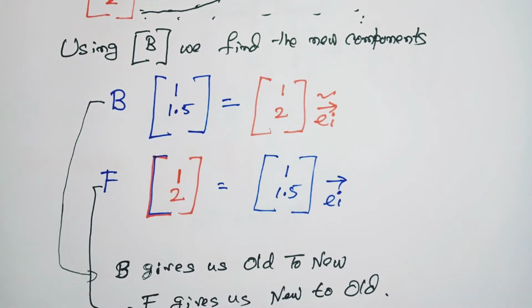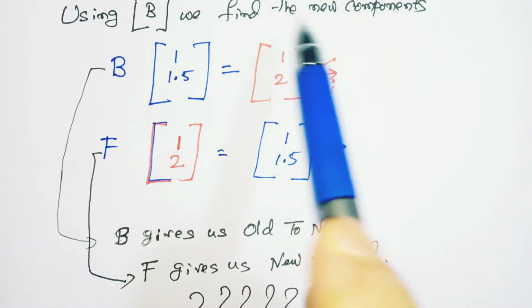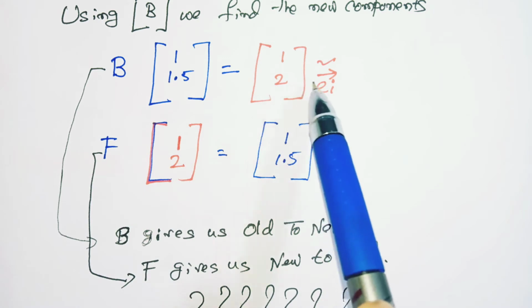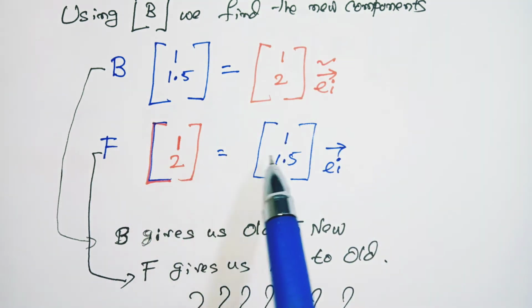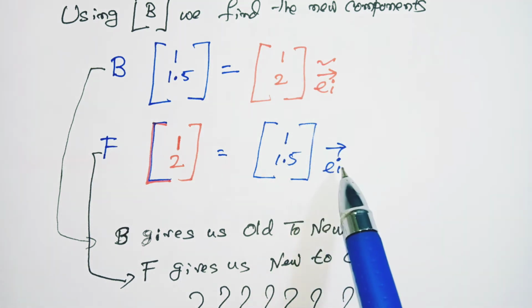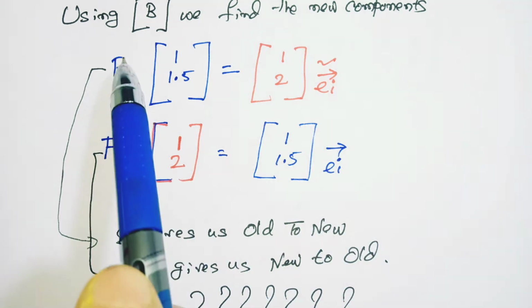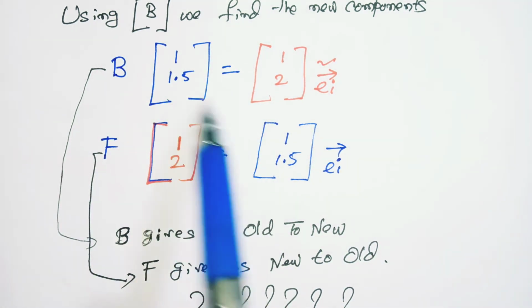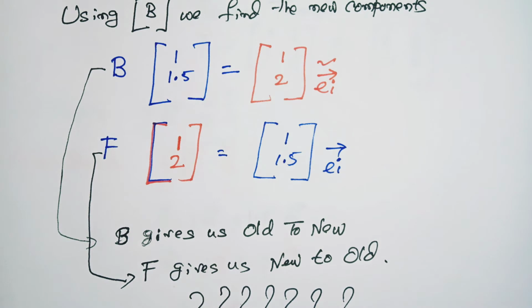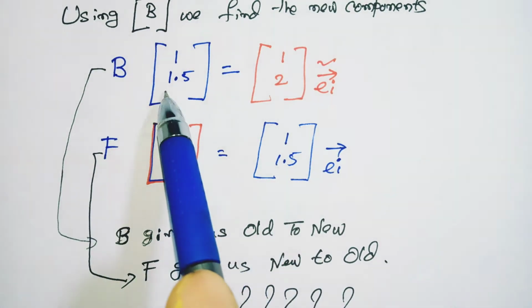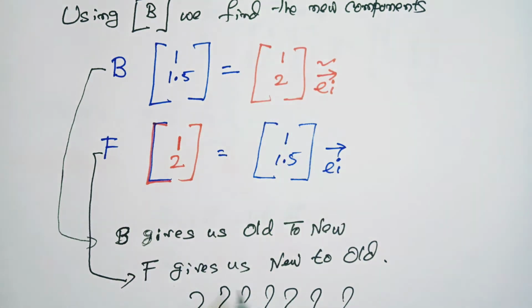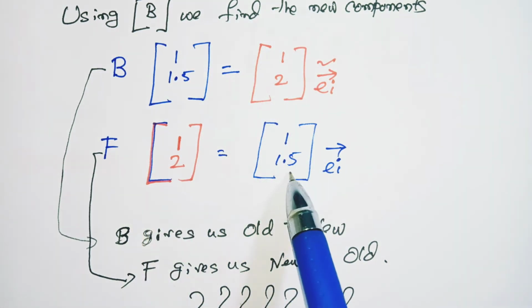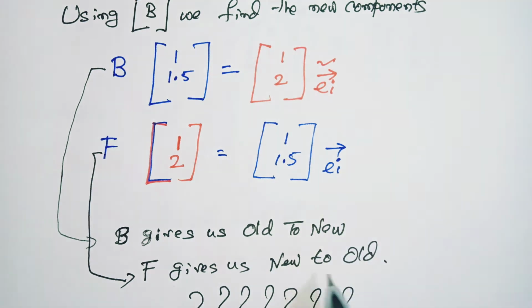So what is the summary? The summary gives us this. Using B, we find the new components 1, 1.5, we get 1 and 2, which is the new one, and by using 1 and 2 we get the earlier one, which is 1, 1.5, which is the ei, the old basis vectors. So that is why I have written backward transformation. This particular part gives us old to new. This is the old one and this is the new one, blue to red. And forward transformation using the red gives us 1, 1.5, which is the ei, which is the old.